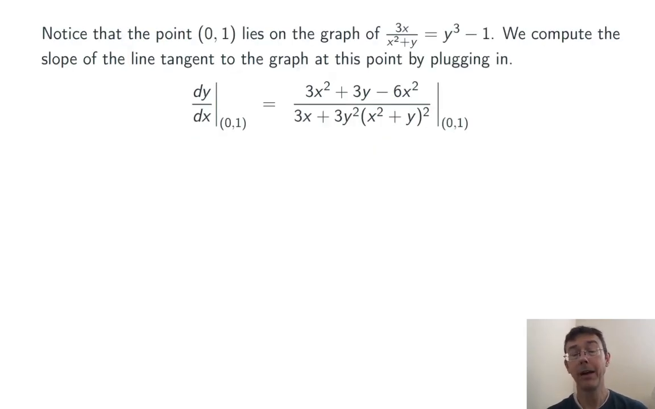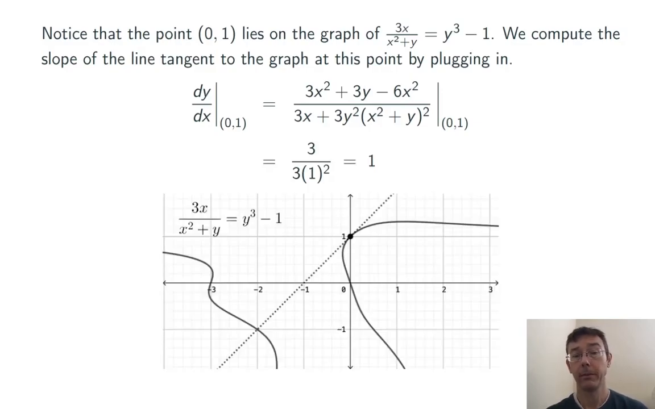Again, we can plug in values that satisfy this equation to get the slopes of lines tangent to this graph. So, for example, (0, 1) satisfies this equation. That's going to be a point on the graph. And we can compute the slope of the line tangent to the graph at that point just by plugging in. When I take x equals 0, y equals 1, I get that dy/dx is 1.